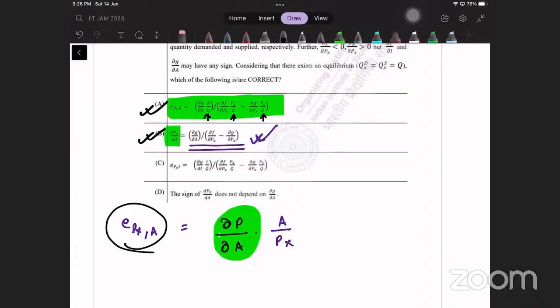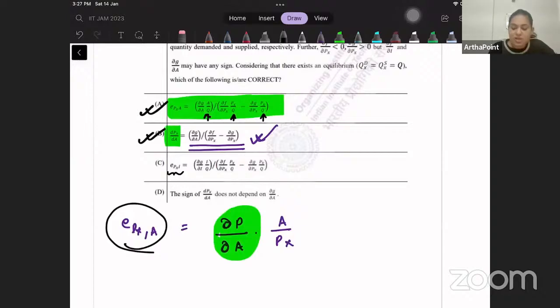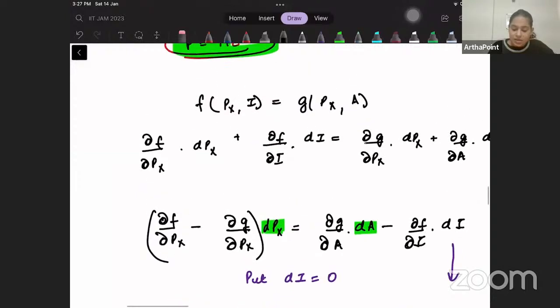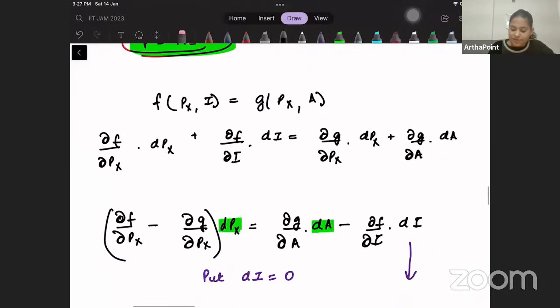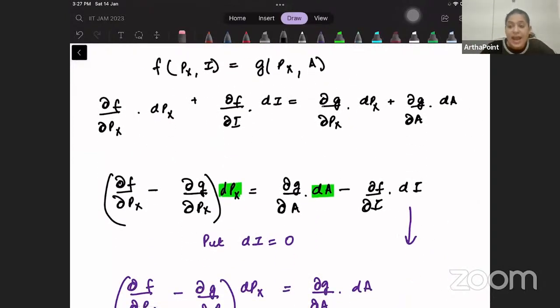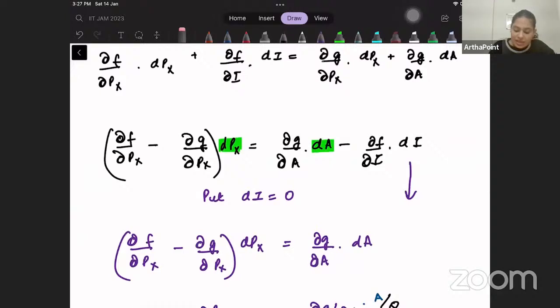Now let's talk about option C. Option C asks me elasticity of P with respect to I. Now look here once. If I go back to my total differentiation and I have to find elasticity with respect to I, then I will put dA equal to 0 here.